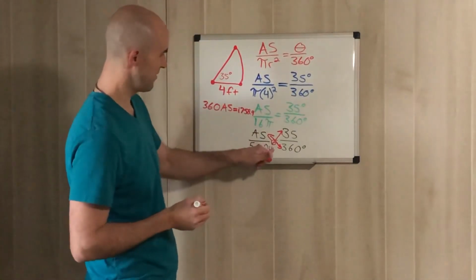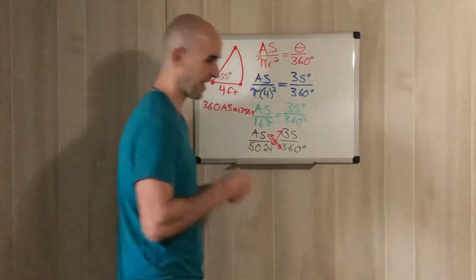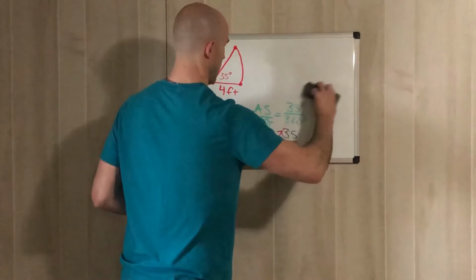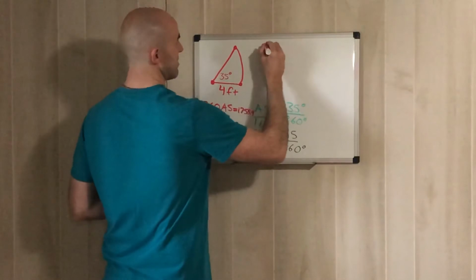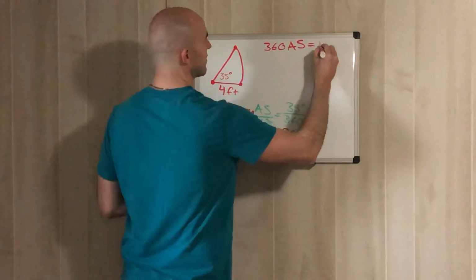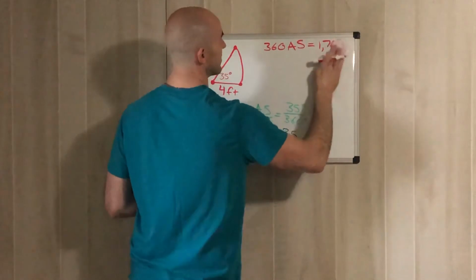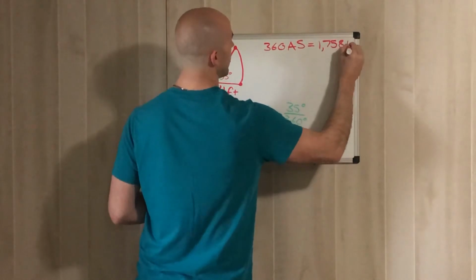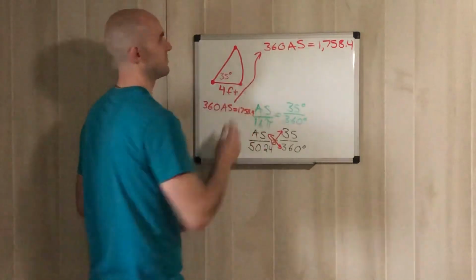And I'm going to rewrite this over just so it's easier for you guys to see. We know it's equal because the equal sign is there. So what we want to do is solve for AS. Let me rewrite this again. It's going to be 360 AS, which is equal to 1,758.4. So we have that. All we did was bring this up, just so you can see it better.